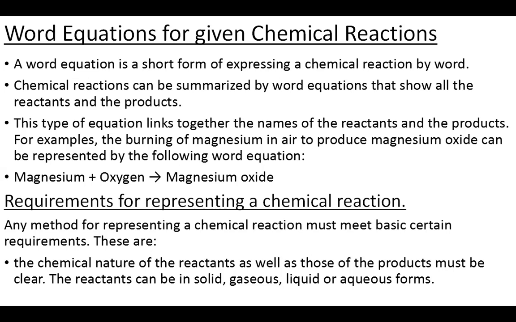Requirements for representing a chemical reaction. Any method for representing a chemical reaction, whether using a molecular formula or word equations, must meet certain basic requirements. The first one is that the chemical nature of the reactants as well as those of the products must be clearly written, and the physical phase of the reactants as well as that of the products must be clearly written. The reactants can be solid, gaseous, liquid, or aqueous, and the same applies to the products.